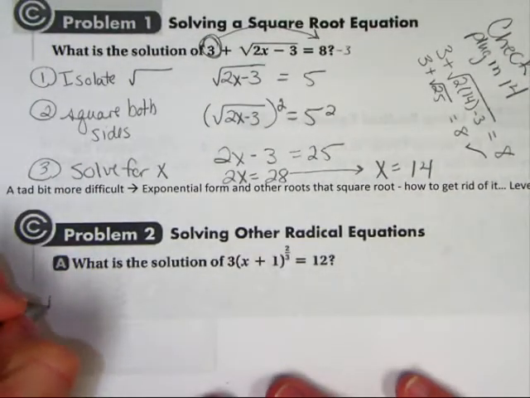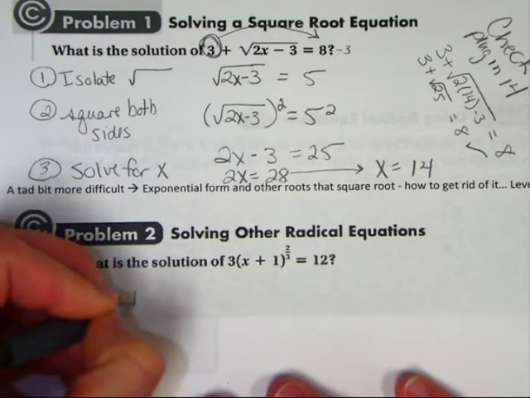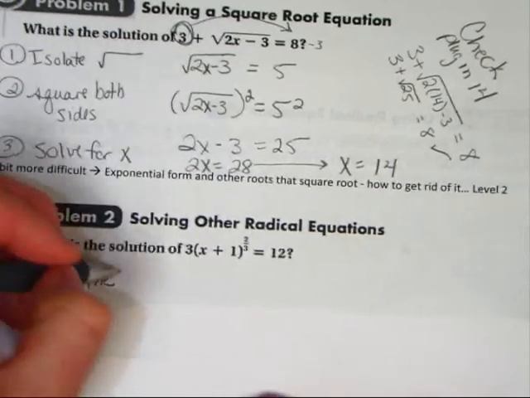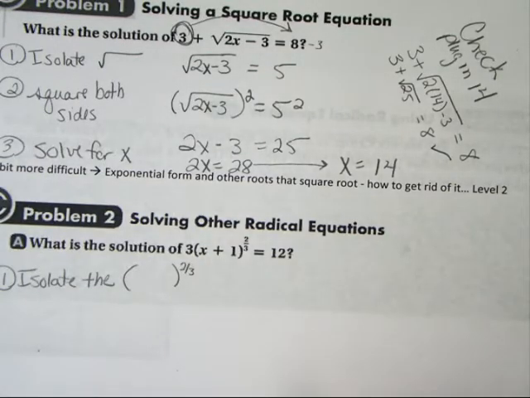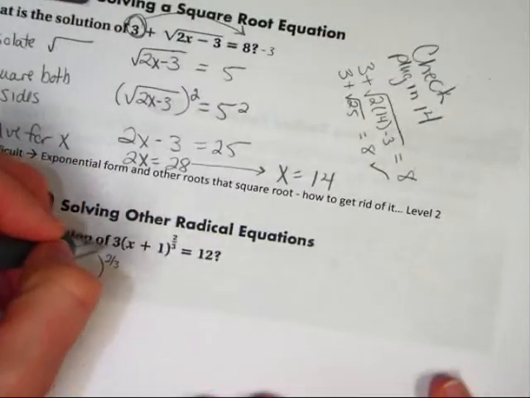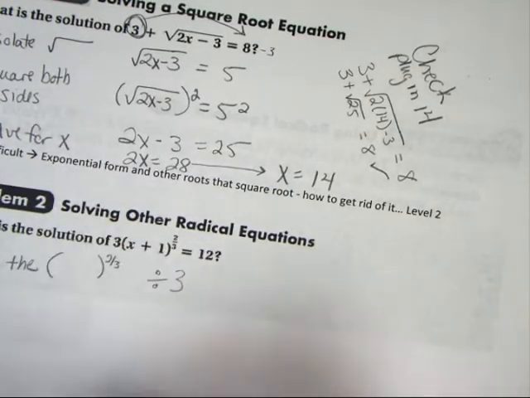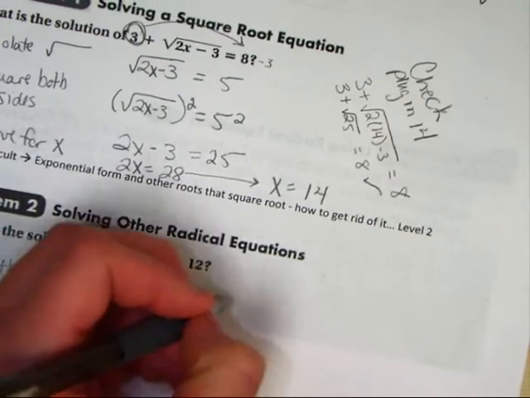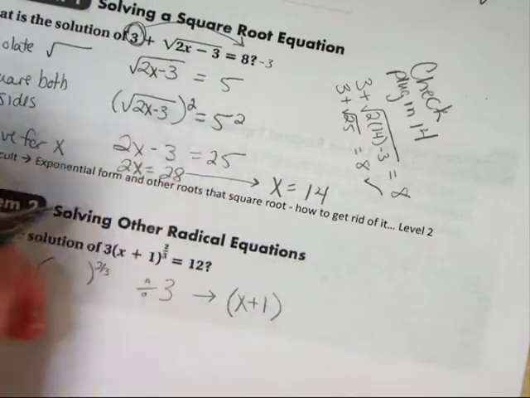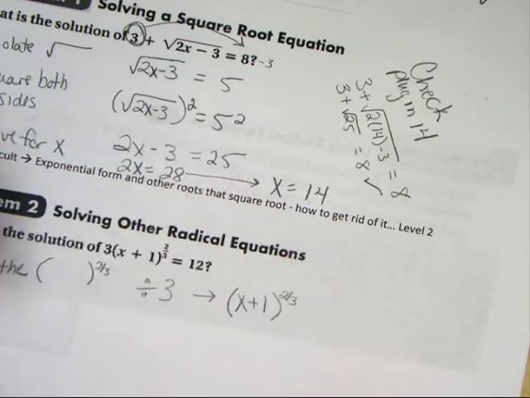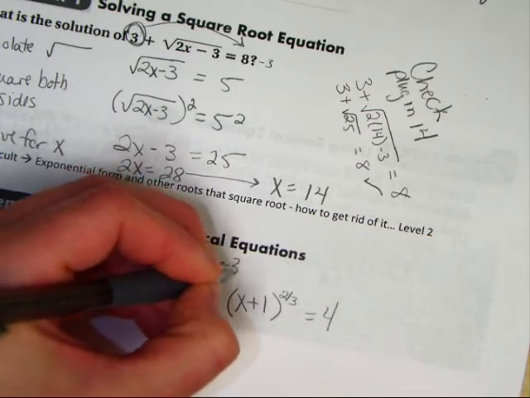Okay, step 1, isolate the parentheses that has the 2/3 power. So that means I'm going to divide by 3. So that will give me x plus 1 to the quantity to the 2/3 power, and that's going to equal 4 because you divide by 3.